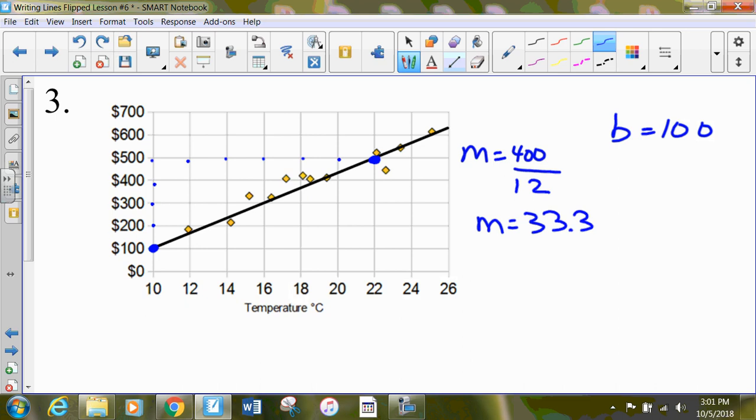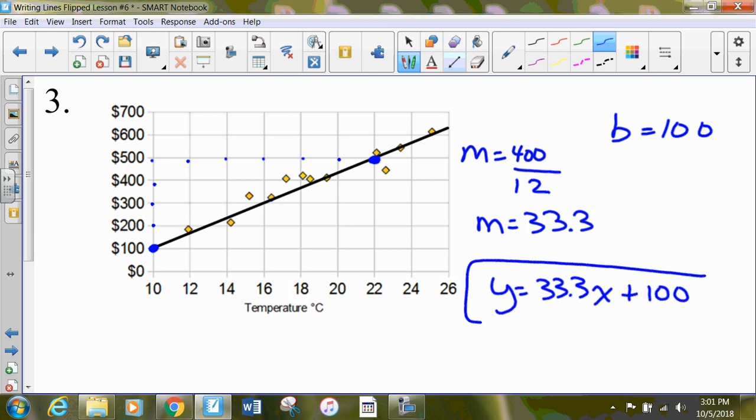And now we're done. The only thing we have to do is put the slope in front of the x and put the y-intercept at the end. And this is the equation of the line that matches the pattern that these data points make.